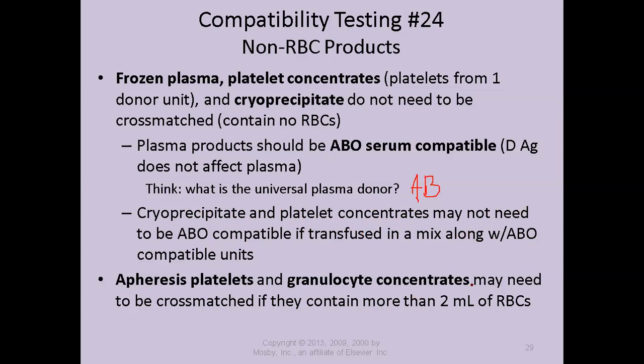Apheresis platelets and granulocyte concentrates may need to be cross-matched if they contain, here's the key, more than 2 milliliters of red cells. So anytime a product has contamination with red cells, then we have to cross-match it because the red cells in that unit are going along with the unit to the patient. And so apheresis is when an individual goes and they're hooked up to a machine, and basically all of their blood is removed sterilely, but only the platelets are removed, and the plasma, the red cells, and leukocytes are just sent back in. Okay.